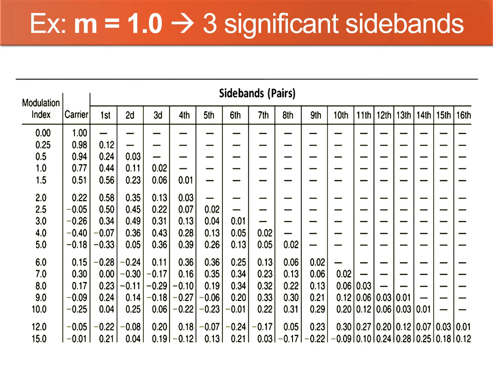So here is the example. Given m equals to 1.0, okay, so look at the sideband here. So we have 1, 2, 3 pairs of sidebands, and the carrier component will be 0.77, and the first is 0.44, second 0.11, and the third or the last is 0.02.